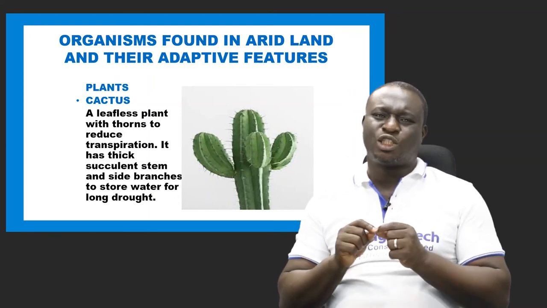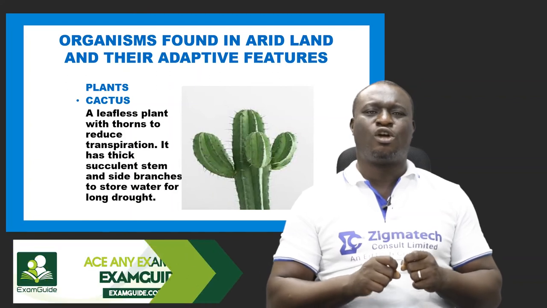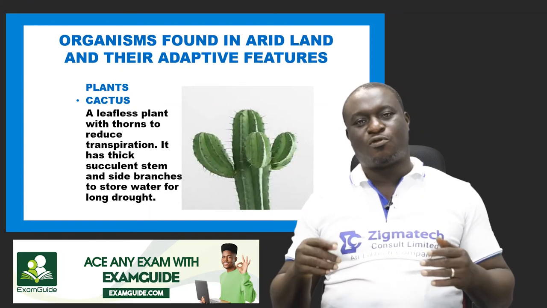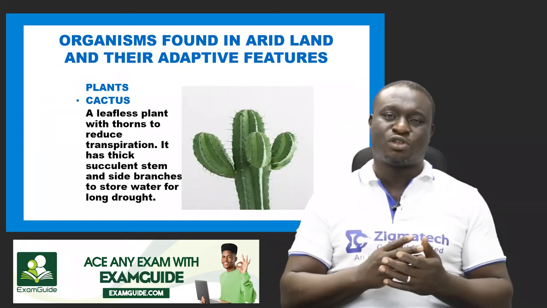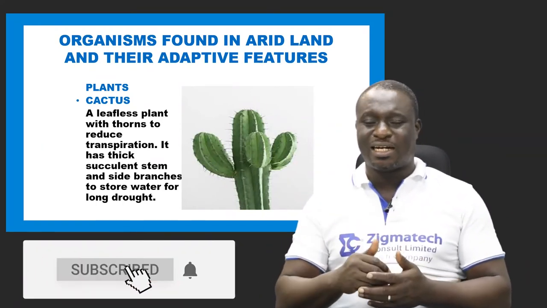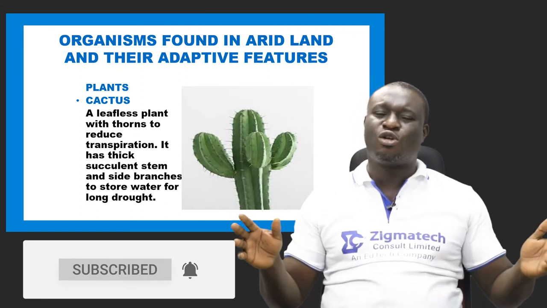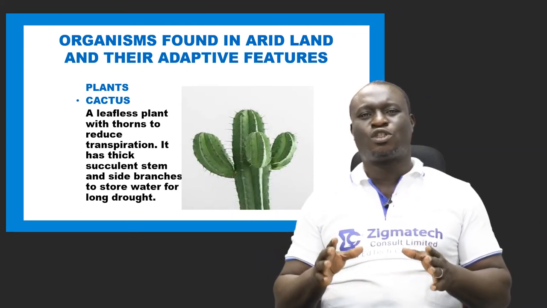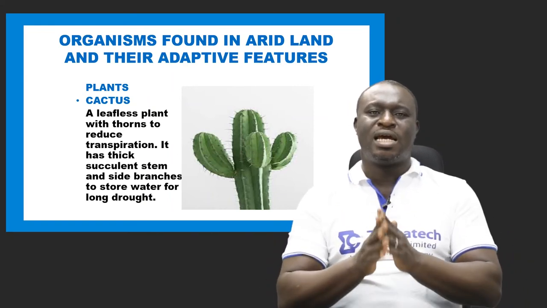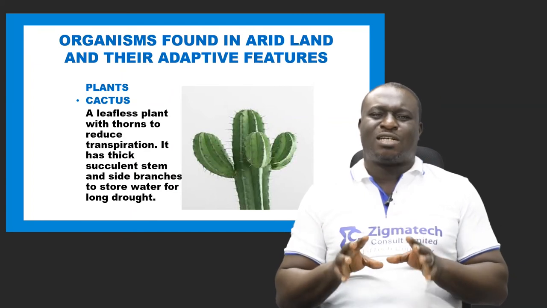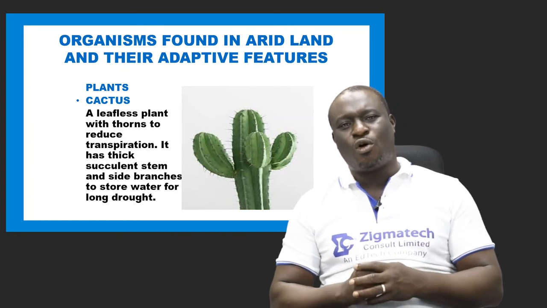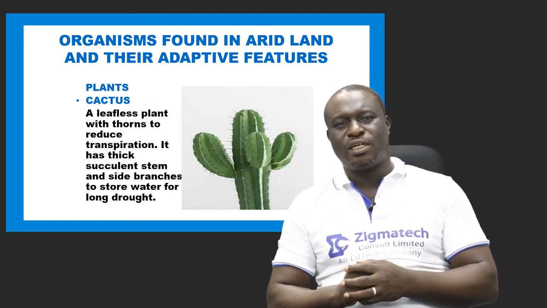The reason for the thorns or spikes on those plants is to reduce transpiration. And I said to you that transpiration simply means the loss of water from the leaves or the stems of a plant. Now, if this particular plant is located in arid land where there is scarcity of water, one of the ways these organisms adapt in order to survive is to have features that will help reduce transpiration. And one of those features is the presence of thorns or spikes on the body of the plant.